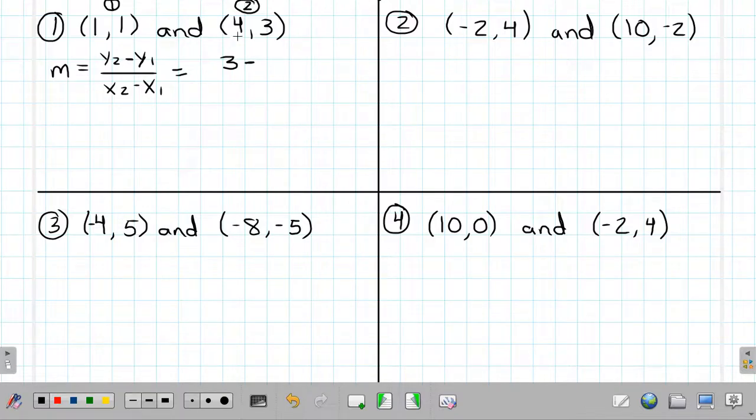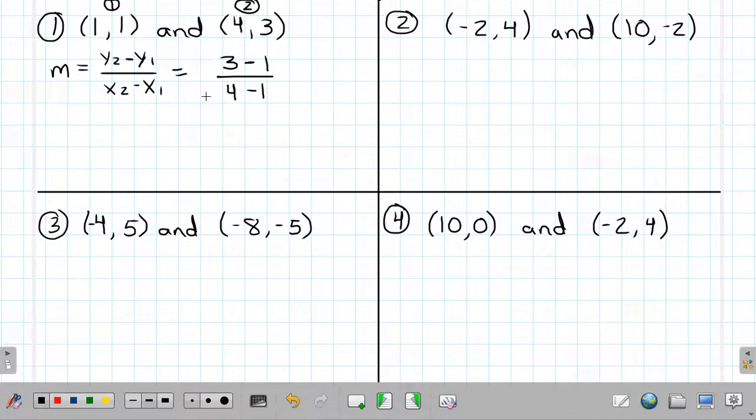Minus, well, y1 is going to be the y coordinate from the first point. Well, here's the first point. The y coordinate is 1. Over x2, well, it's going to be the x coordinate from the second point. So that's 4, minus x1. So we want the first point's x coordinate, which is 1.